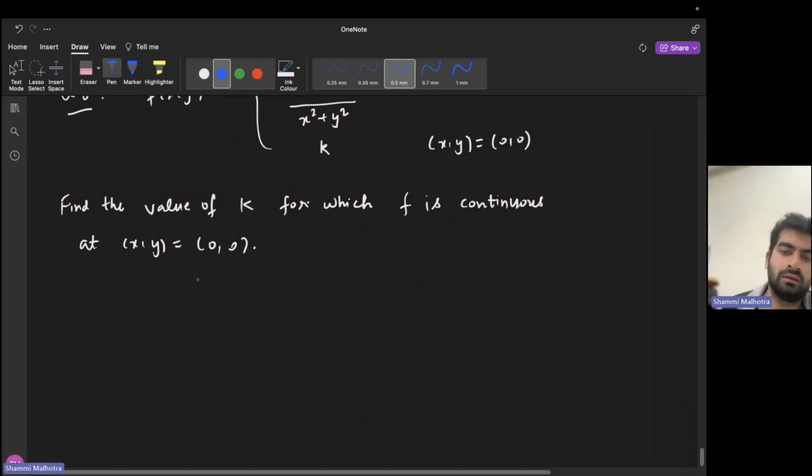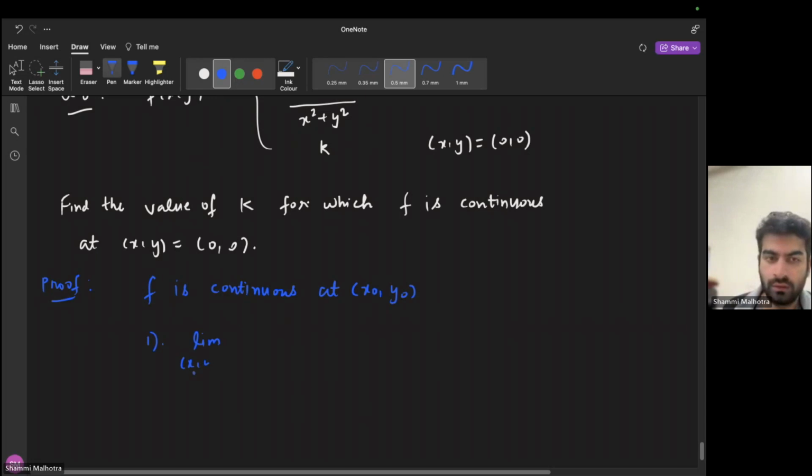So f is continuous, let's say at (x naught, y naught). For that, what is the criteria? Basically, the first thing is that the double limit should exist: as (x, y) tends towards (x naught, y naught), f(x, y). This has to exist.